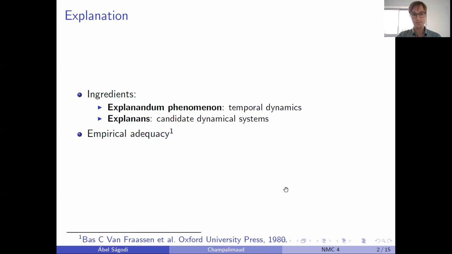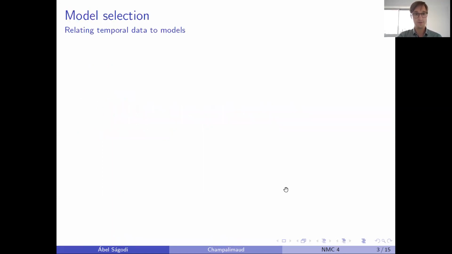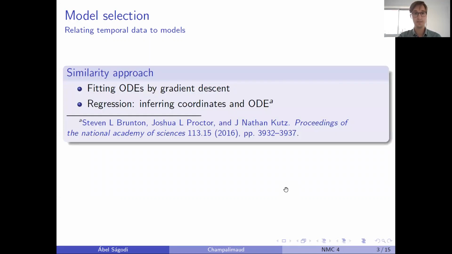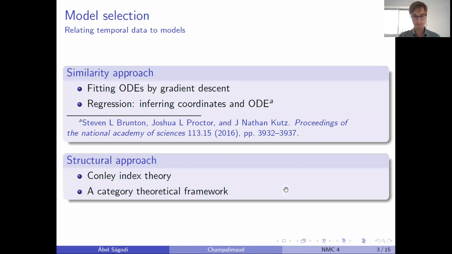Which dynamical systems will be considered explanatory will be determined by their empirical adequacy, for which we'll be considering a structural approach, to which I'll be coming back in a second. Which models we select as explanatory can be done through the simulatory approach, which is basically determined by fitting an ODE by gradient descent or by regression.